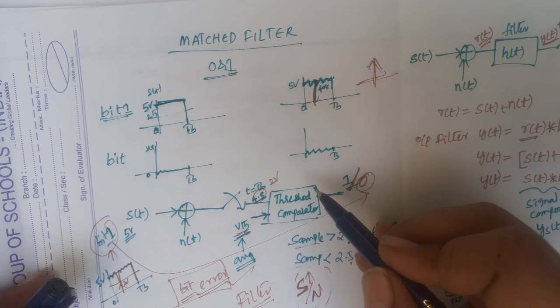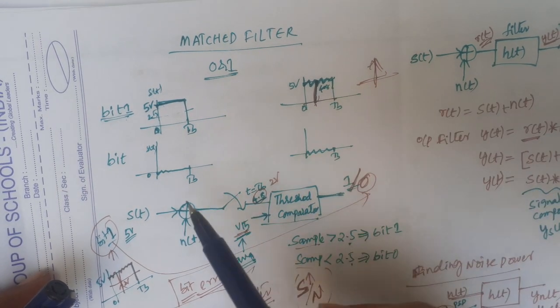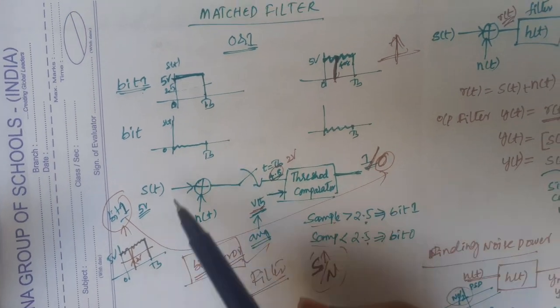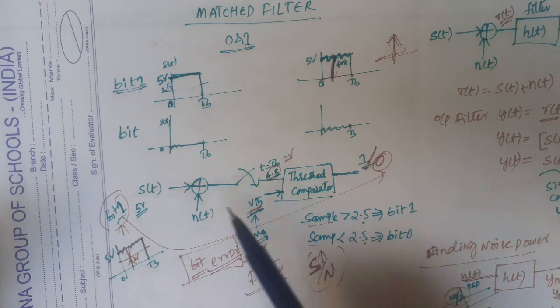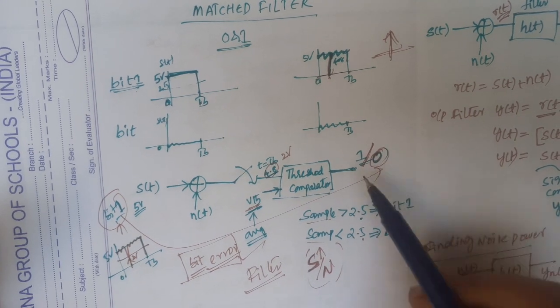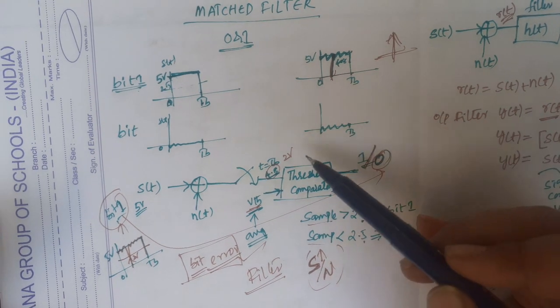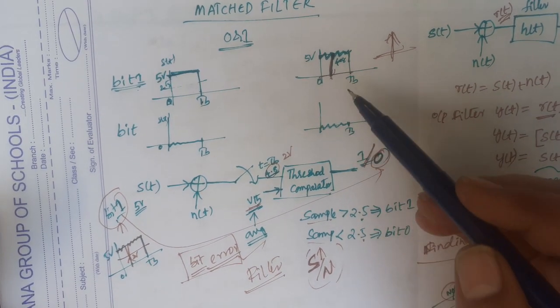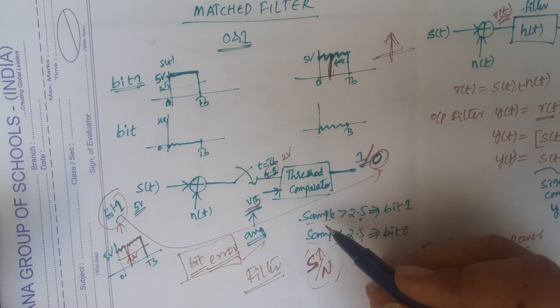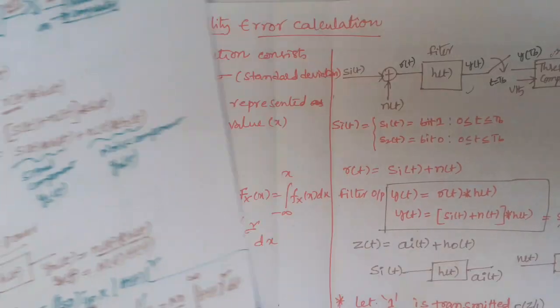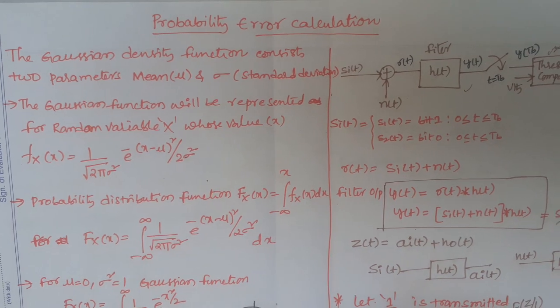Right? Okay, if the same signal is affected by more noise, the signal becomes like this. So if we send bit 1, we receive bit 0, right? So to find the error in random variables, we have to use the probability error tool, right? Now I am going to calculate the probability error.